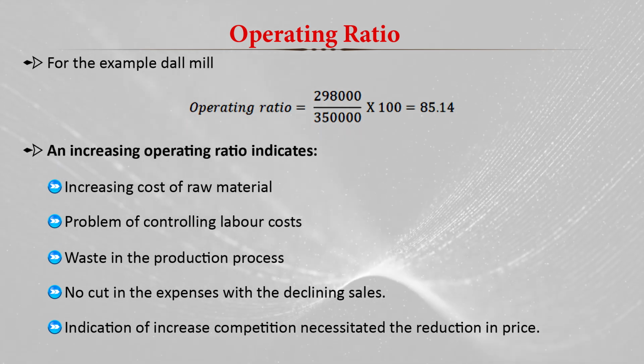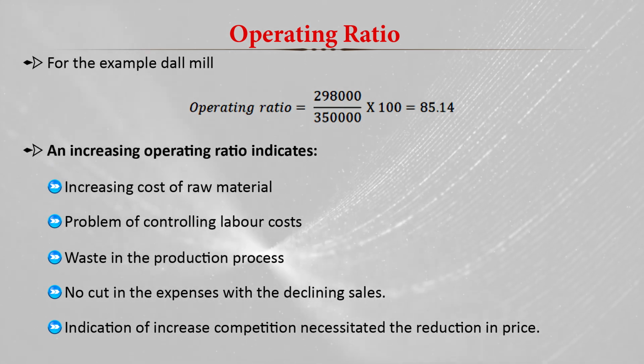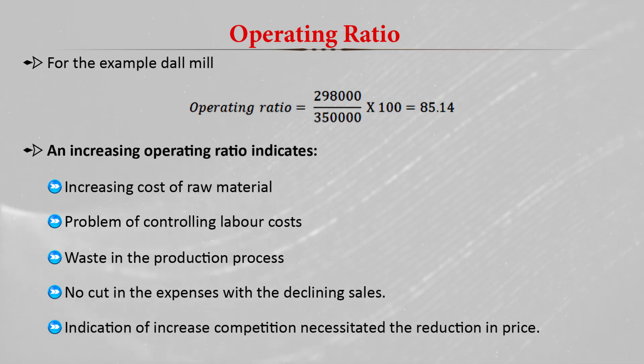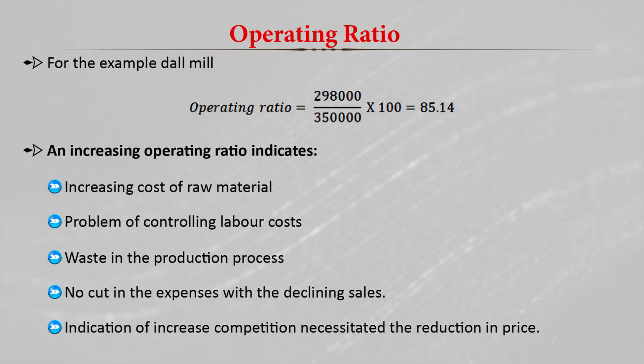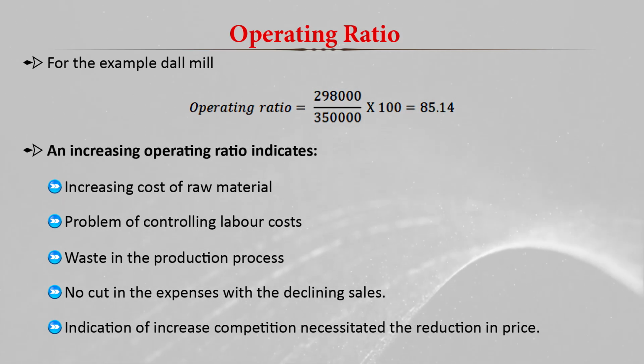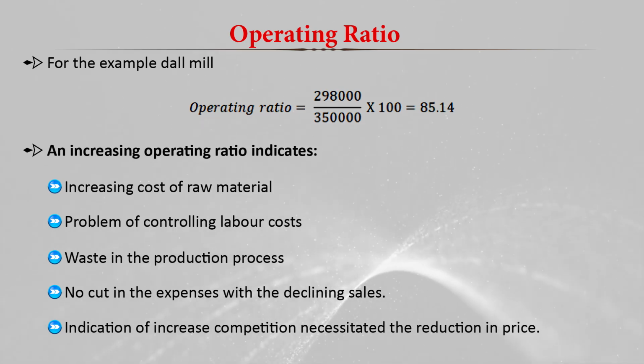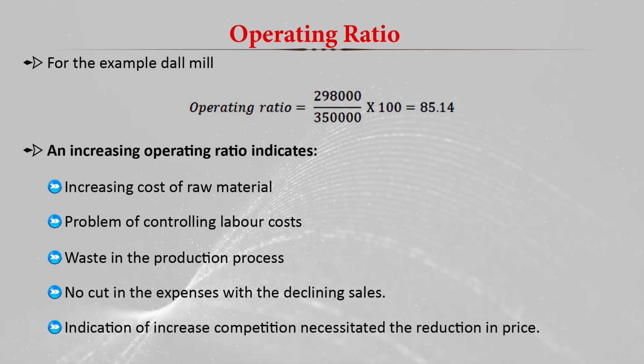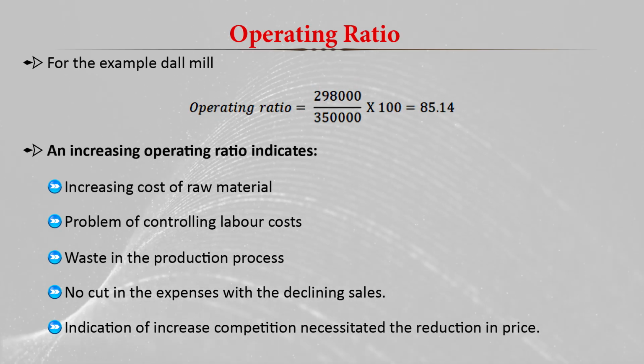So if there is competition in the market, we have to reduce the prices, so there will be less revenue. So actually we should reduce the operating ratio. That is basically the good result we want in a firm.